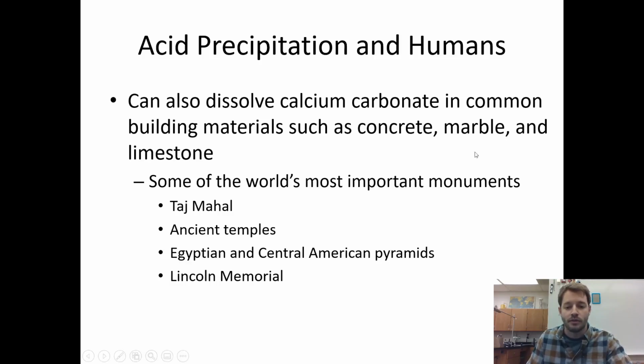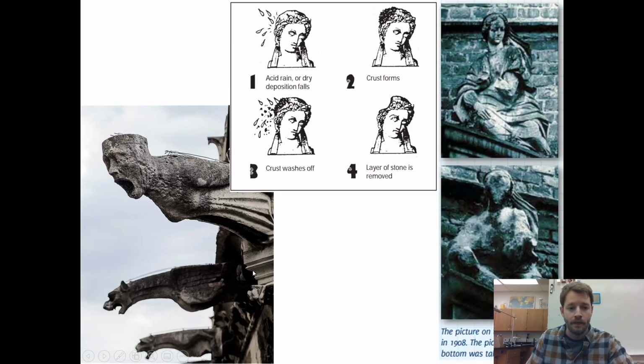So some of the world's most important monuments, the Taj Mahal, various ancient temples, Egyptian and Central American pyramids, the Lincoln Memorial, these are all things that are damaged over time due to acid precipitation. Here you could see I have a picture of some gargoyles on a cathedral. You could see the acid rain damage right on the side of the face of this gargoyle.